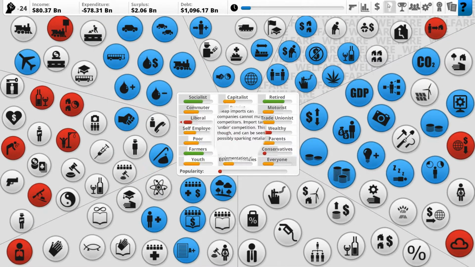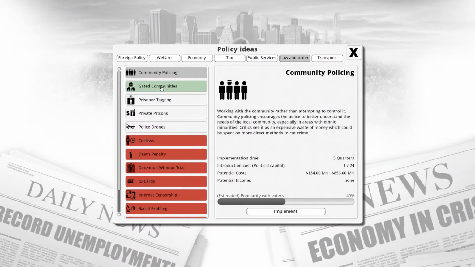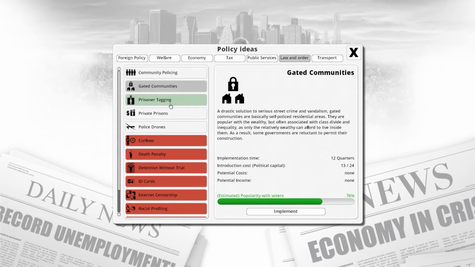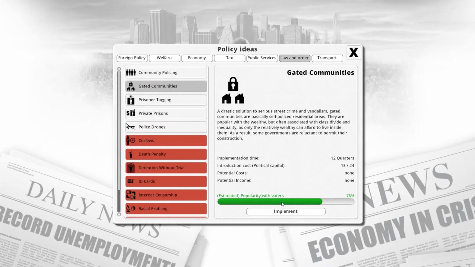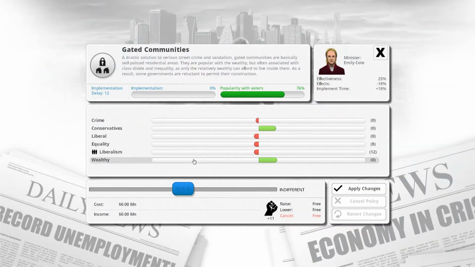We can also introduce new policies if we think that will help. So let's go to law and order here. Community policing, not especially popular with voters, but it may help. Gated communities would help a lot, actually. Prisoner tagging, private prisons. Yeah, let's introduce gated communities. This is going to cost us 13 of our 24 political capital. Takes 12 quarters to implement. That's quite a while. Really pleases the conservatives and the wealthy, which means we'll be able to tax the wealthy more.